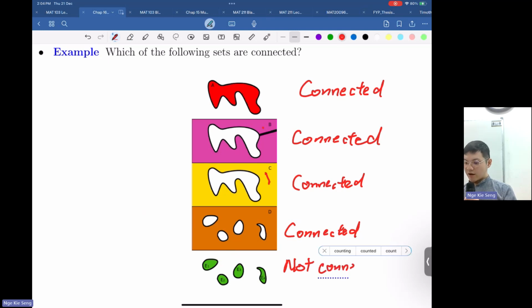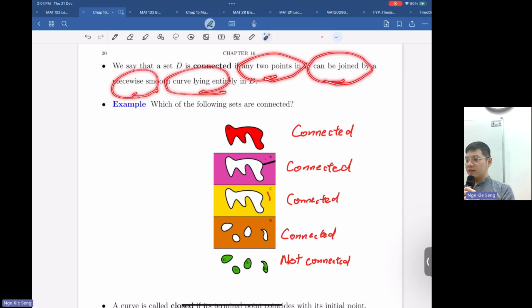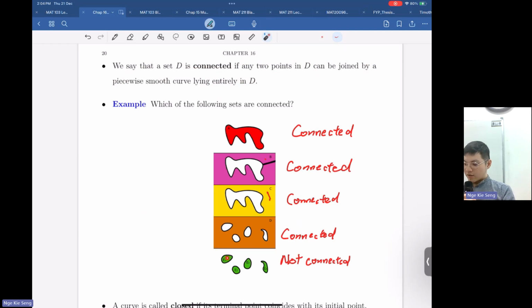Not connected. So how to prove? Not connected means there exist 2 points such that they cannot be joined by piecewise smooth curves that entirely lie inside the set. So you just pick 1 point from E1, 1 point from E2. Then there's no curve that joins them.